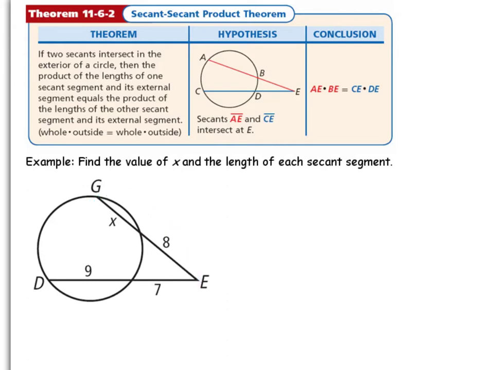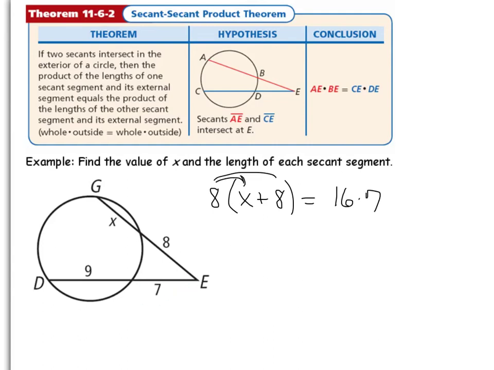So the whole. Anytime you need to find the whole, you're going to add these two parts together. So my whole in this case is going to be x plus 8. Then we have to multiply by the outside part of that secant, which is 8. That'll equal the whole, 9 and 7 add up to give me 16, times the outside part, which is 7. So all you do is do the multiplication.